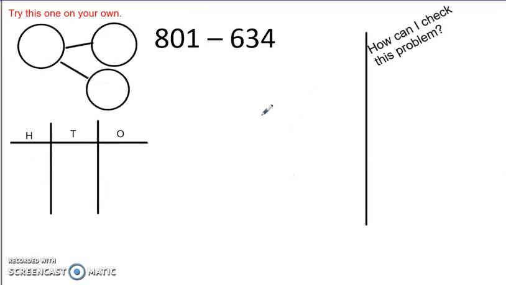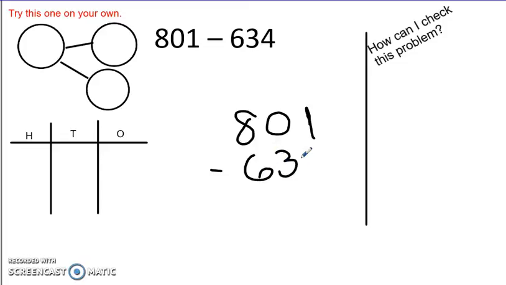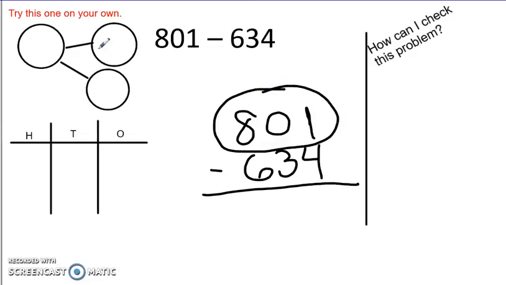You're going to do this problem on your own. 801 minus 634. First, write your problem vertically, and then fill in your number bonds. You may choose to draw a chart, or you may just choose to show your vertical subtraction. You do need to check your problem using addition. Once you're done with this problem, you're done with the lesson for today.